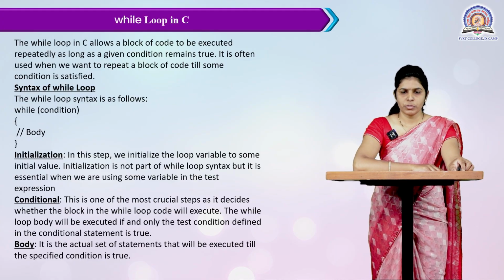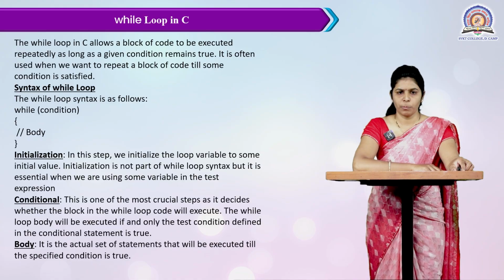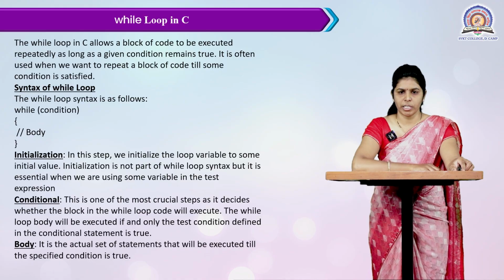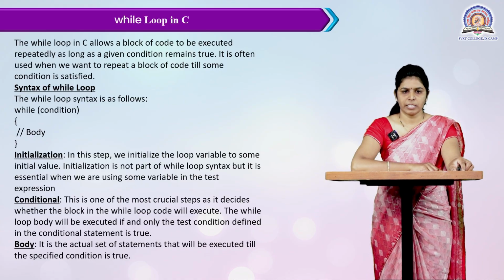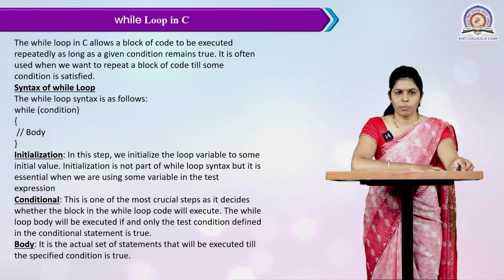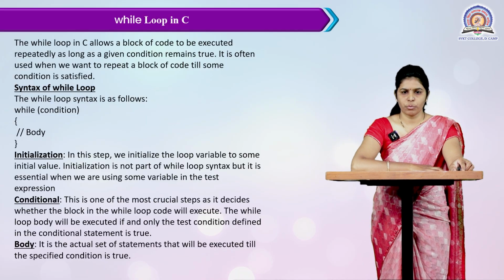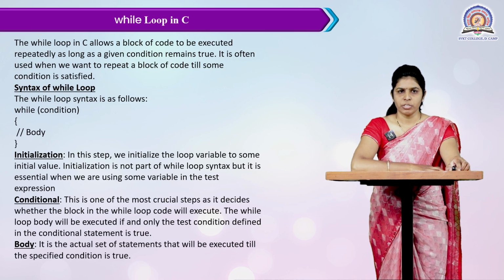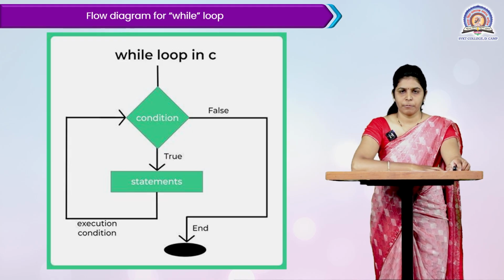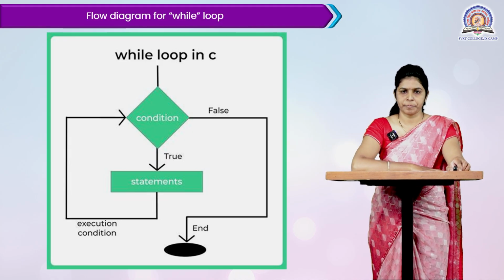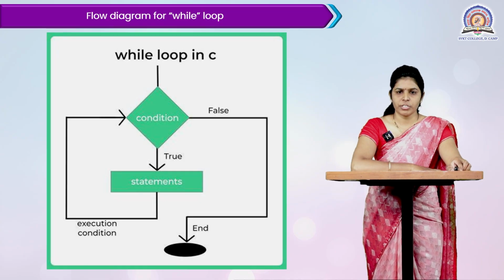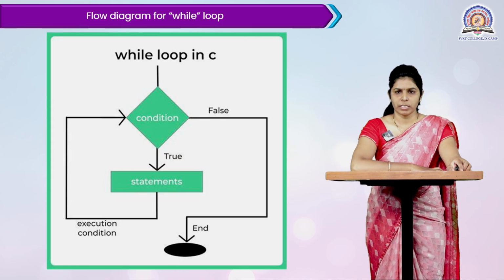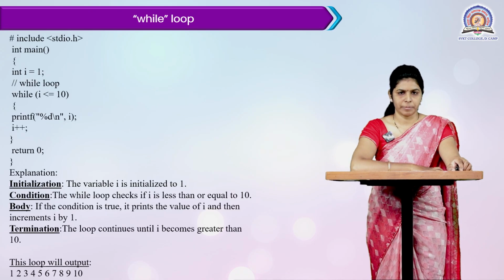Then the condition. This is one of the most crucial steps as it decides whether the block in the while loop will execute. The while loop body will be executed if and only if the test condition defined in the conditional statement is true. Then the body of the loop is the actual set of statements that will be executed until the specified condition is true. The flow diagram for a while loop in C: if the condition is true, the statements will be executed. If the condition is false, control goes to the end of the statement.